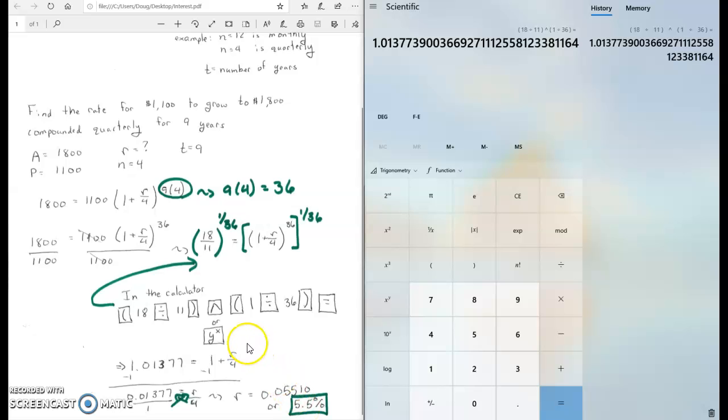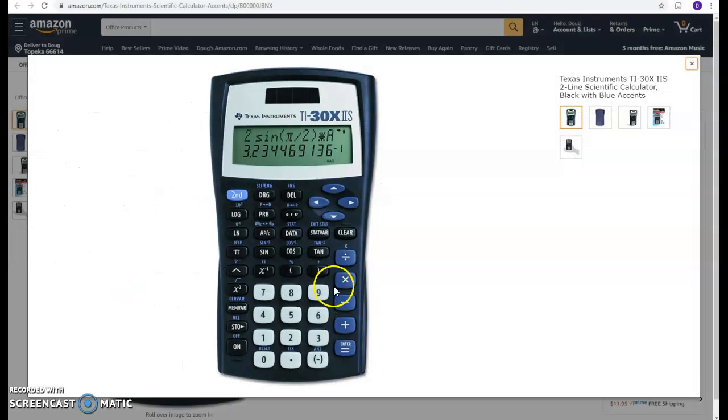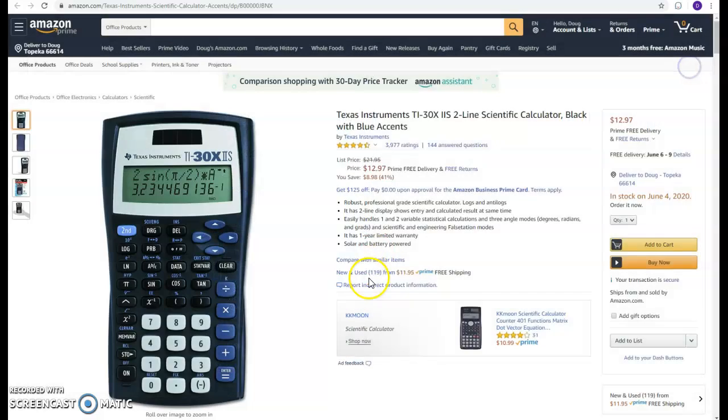Now, some calculators may not have this YX or XY key. Your calculator may look like this. If it looks like this, you're going to use this caret key instead. So instead of the YX key, you're going to use this caret key. Hopefully this helps you understand how to work out one of these type of problems.